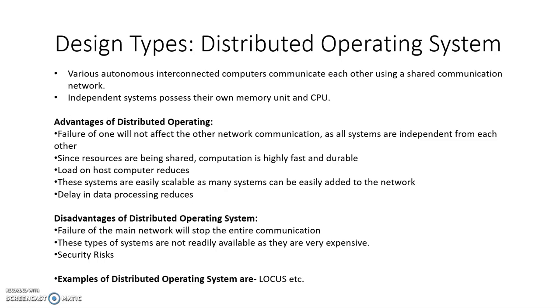Since resources are being shared, computation is highly fast and durable. Yes, because you have multiple systems running the same job or the same task, so obviously it's going to be very fast. Load on the host computer reduces, for the same reason, because it is distributed and shared. Then these systems are easily scalable, as many systems can be easily added to the network. Then delay in data processing reduces.